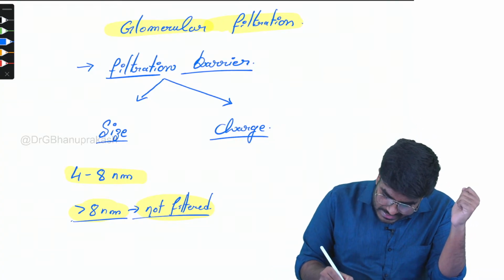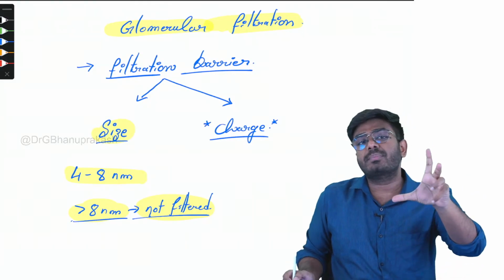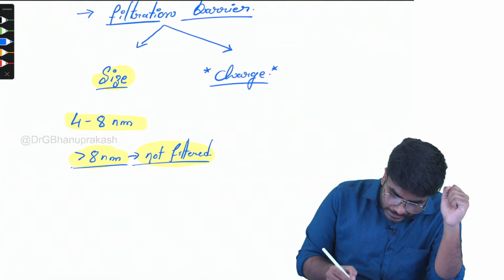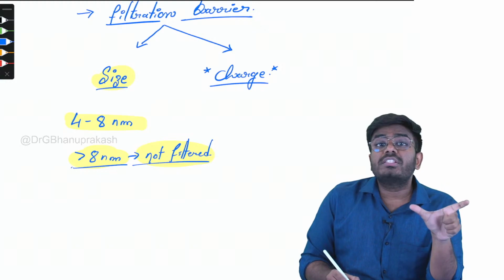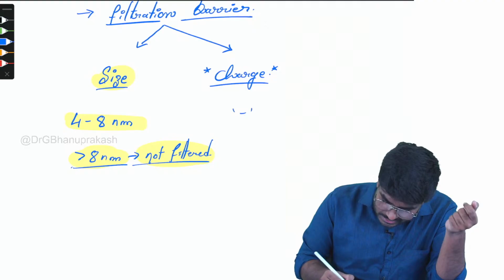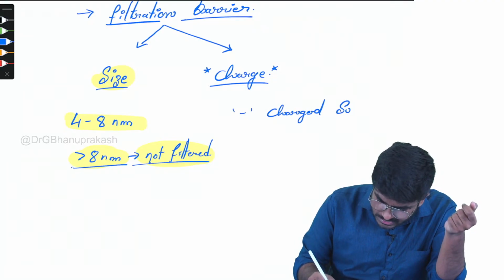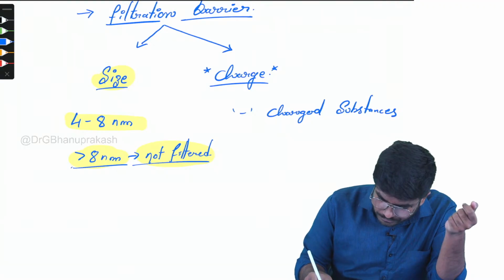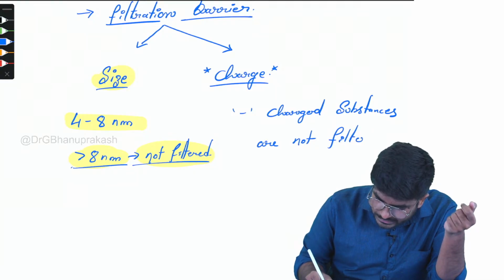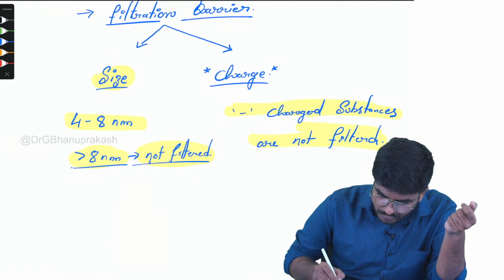Now why are we calling it a charge barrier? Size barrier I have explained: it only allows certain size substances to filter. Now why a charge barrier? It's because it only allows positively charged and neutral substances to filter. Negatively charged substances are not filtered.